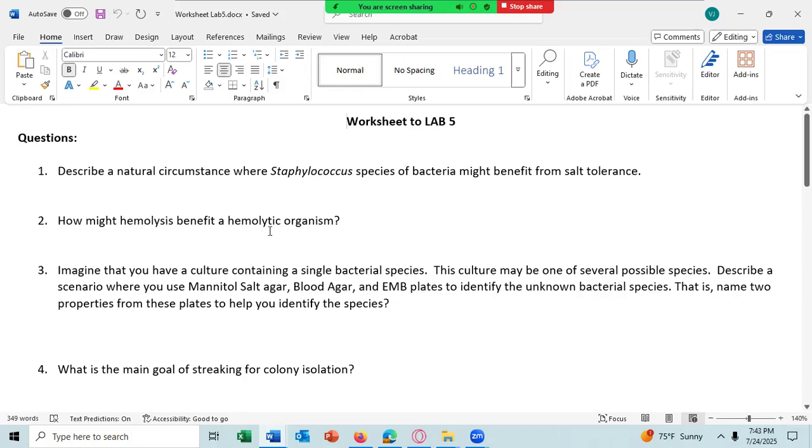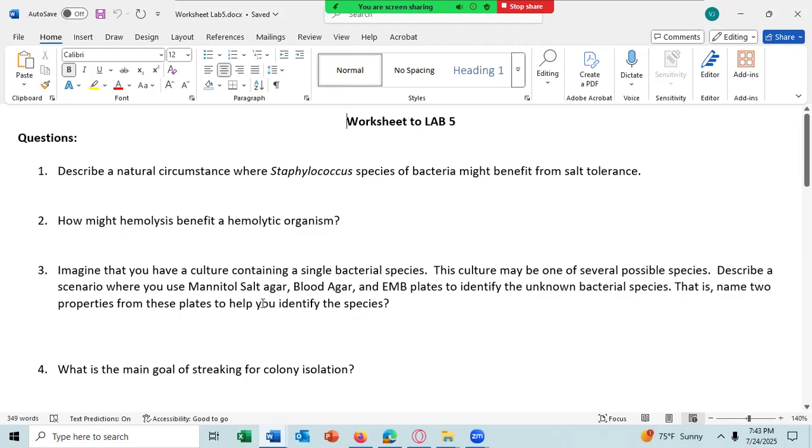So if we're growing a hemolytic species on, say, blood agar, what would be the benefit to that species of hemolyzing the red blood cells? And then 3, imagine you have a culture medium containing a single bacterial species. The species may be one of several possible species. Describe a scenario where you use mannitol salt agar, blood agar, and EMB plates to identify the unknown bacterial species. You need to name 2 properties for each of these plates to help you identify the species.